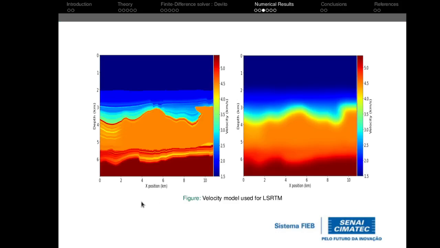So as I said, here we have the true velocity model, which in reality we don't have. We just have the smooth velocity model. It's something close to the real one. So this is what we have, so I use it to perform my least square RTM.